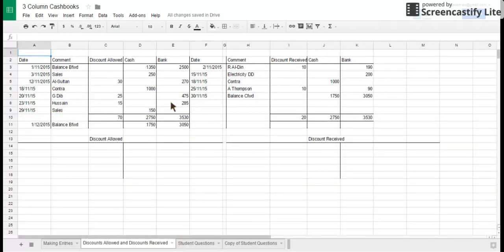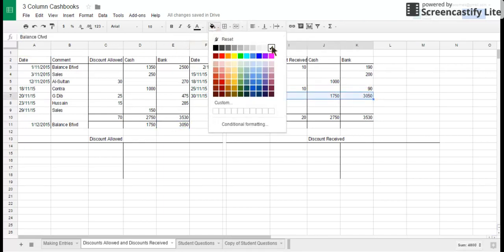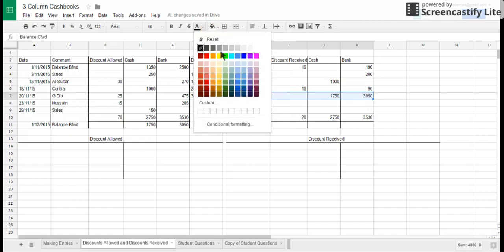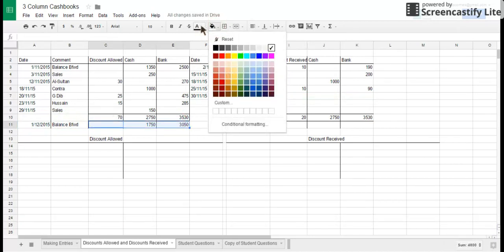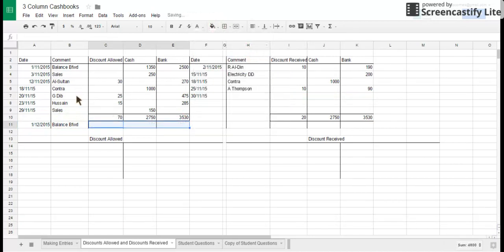Looking over here now, we want to use this version of what we've just done to go over how we're going to balance it off. Okay, well, the first thing we need to do when we're balancing it off is to find out in general the bigger side. However, we're going to do something different with both the discounts allowed and the discount received.